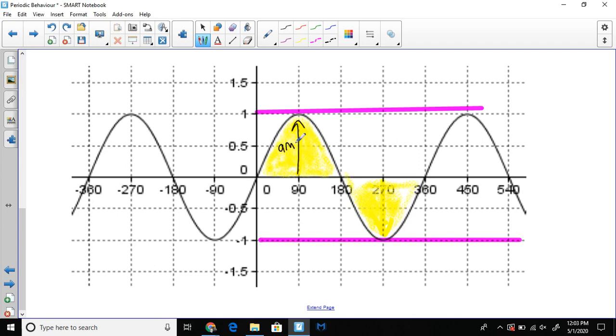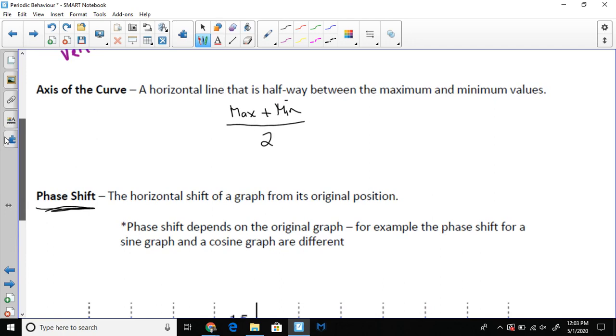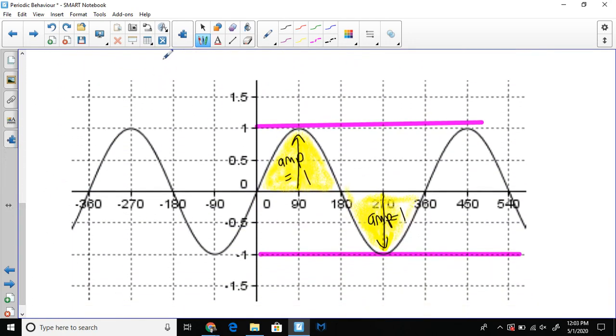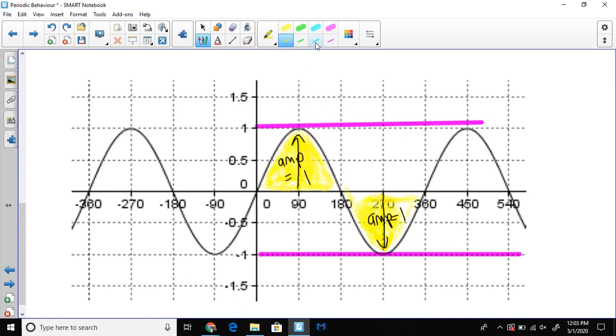Right, so again, my amplitude is 1. The axis of the curve, if we go back up here, is just a horizontal line that is halfway between the max and the min. So for this trig function that hasn't been changed at all, what's the axis of the curve? Well, the axis of the curve is the x-axis, okay? So the same distance from the axis of the curve to the max, 1 and -1, all right?